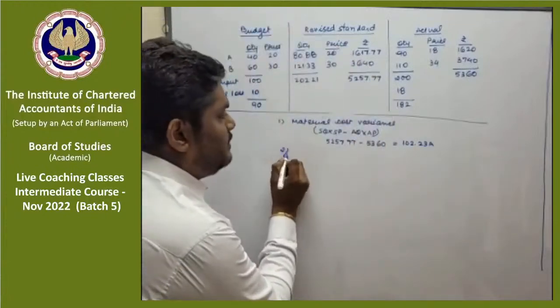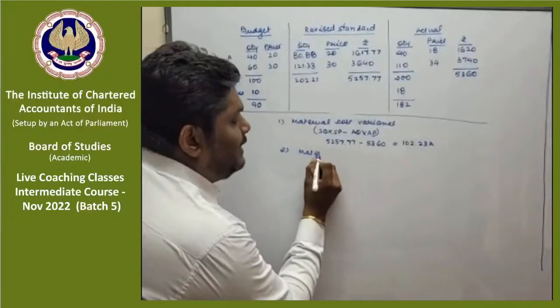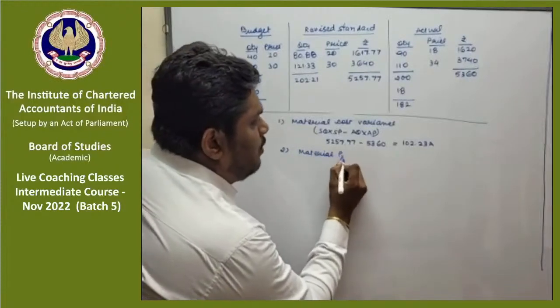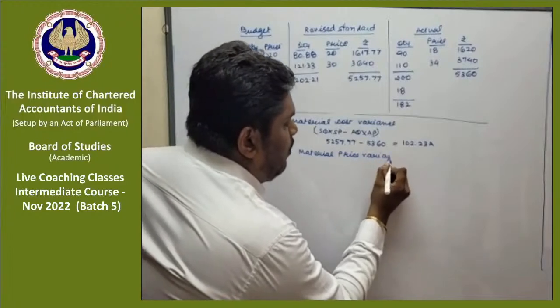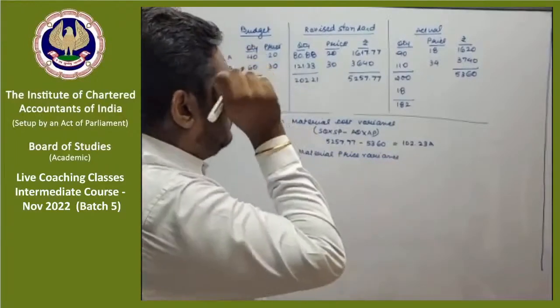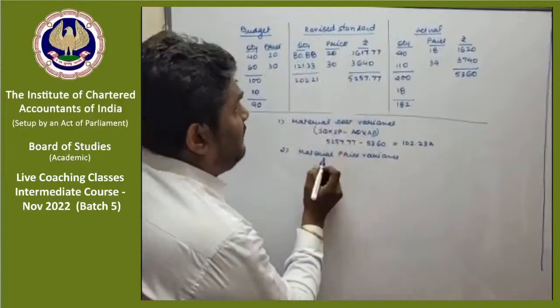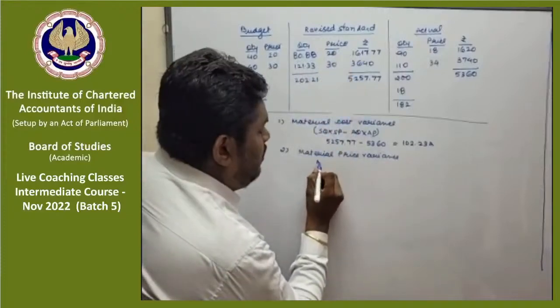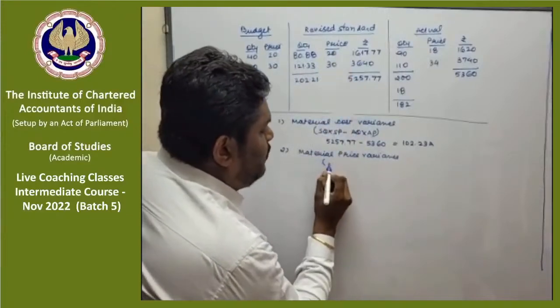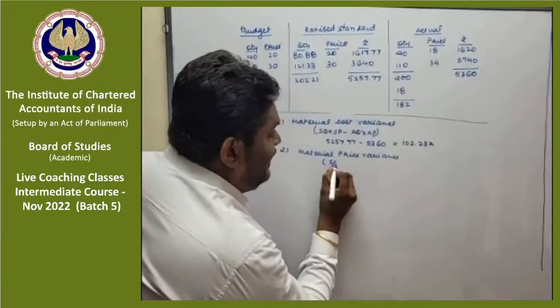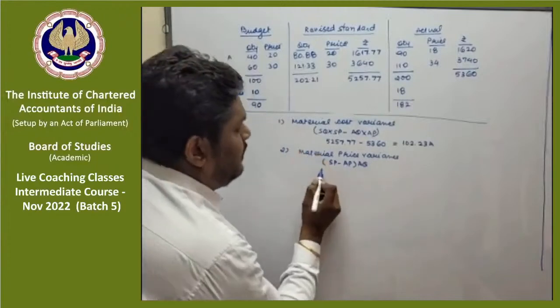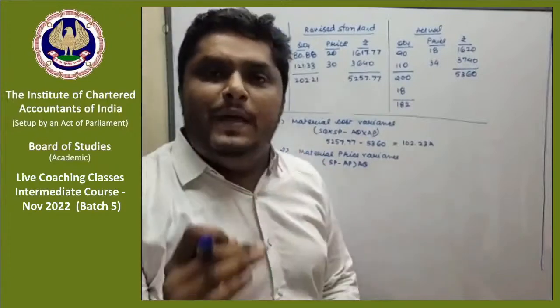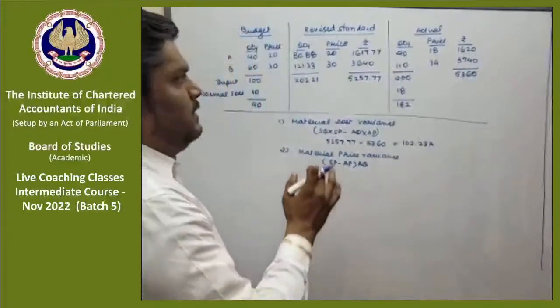Second one is material price variance. Sorry, we have to write the formula also. That is standard price minus actual price into actual quantity. How this formula is prepared, I have already discussed in the last session.